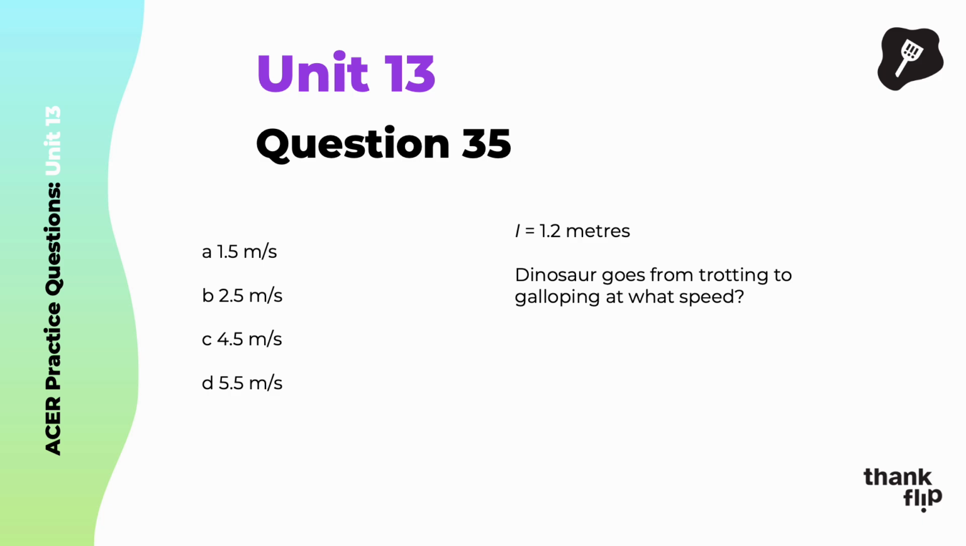This question is asking us to figure out the speed at which a dinosaur would change from trotting to galloping. And so you get that and you're like, okay, I need to find some more information compared to the previous question because I'm missing some things. So you go back and look at your stimulus, scan it quickly, and see galloping there.